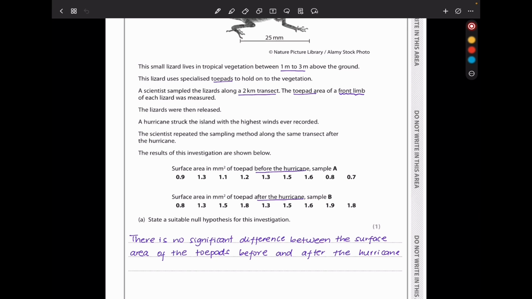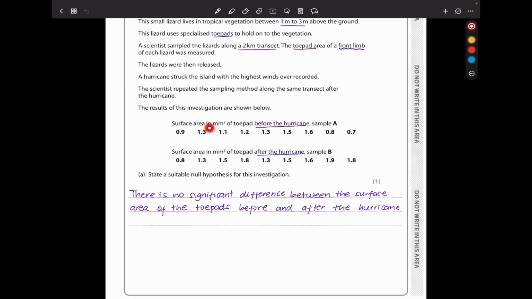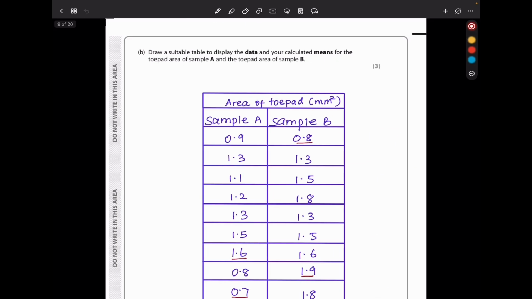A hurricane struck the island with the highest wind ever recorded. The scientists repeated the sampling method along the same transect after the hurricane. The results of this investigation are shown below. So we can see the surface area in millimeters squared of the toe pads before the hurricane, and then we can see that after the hurricane in sample B. And they say state a suitable null hypothesis for this investigation. Since we are comparing surface area in two regions, I say there is no significant difference between the surface area of the toe pads before and after the hurricane.